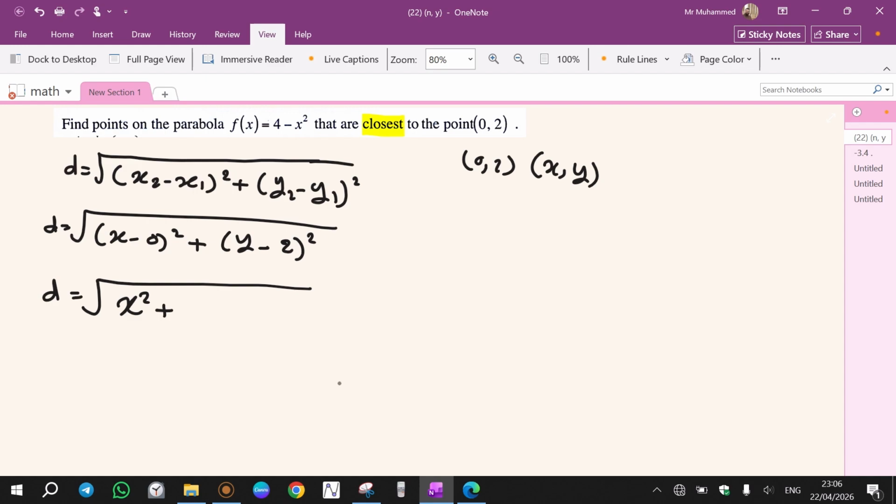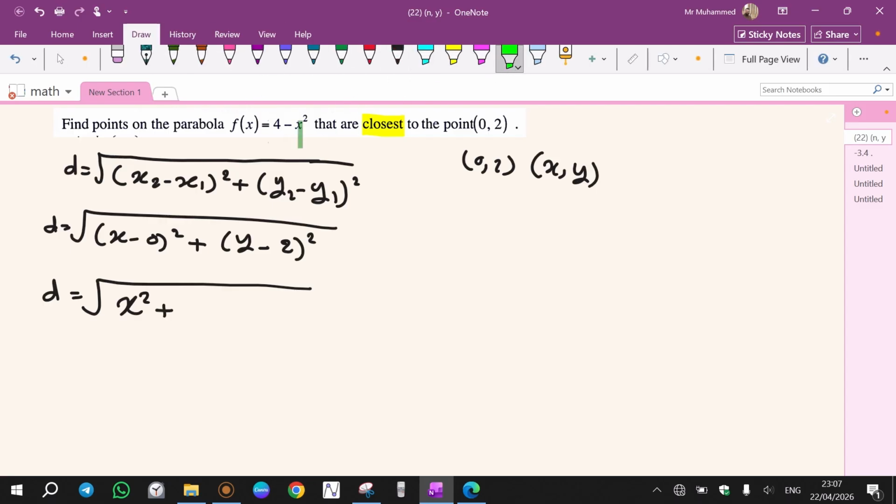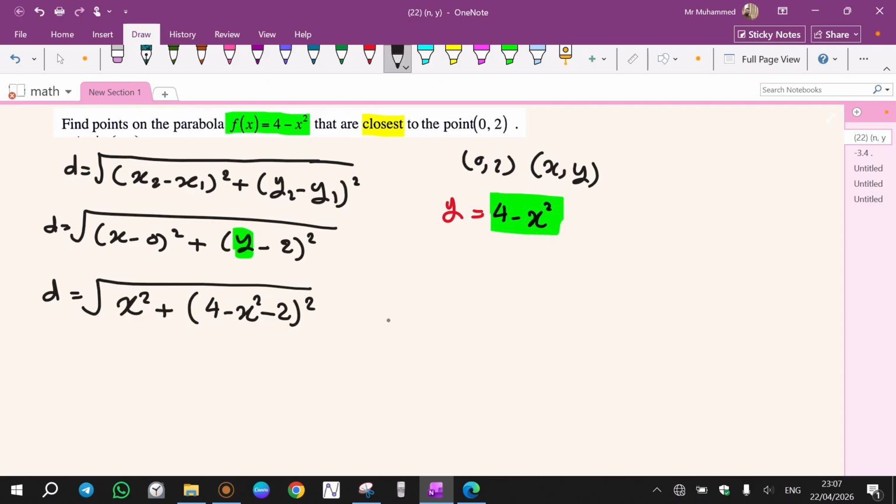Distance should contain only x or only y. Then I can do derivative equals 0, then I can find minimum. Here, in the question, what's given is f(x) equal to 4 minus x squared. And we all know f(x) means y. y equal to 4 minus x squared. Just replace this y with 4 minus x squared. Then we will have distance containing x only. Simplify, then derivative equals 0. Instead of y, I write 4 minus x squared, and then minus 2, all squared. Still distance. We do not move to the derivative yet.